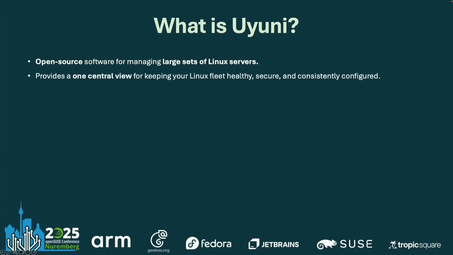Think of it as giving you one central view for keeping all your Linux systems healthy, safe, and set up the same way. Its goal is to give you control and a clear picture of everything. One of its main aims is to automate those boring IT tasks, like patching, configuring, and checking systems. That can take so much valuable time, and by automating this, Uyuni frees up IT professionals and DevOps teams to focus on bigger, more important projects instead of getting stuck in daily operational fires.